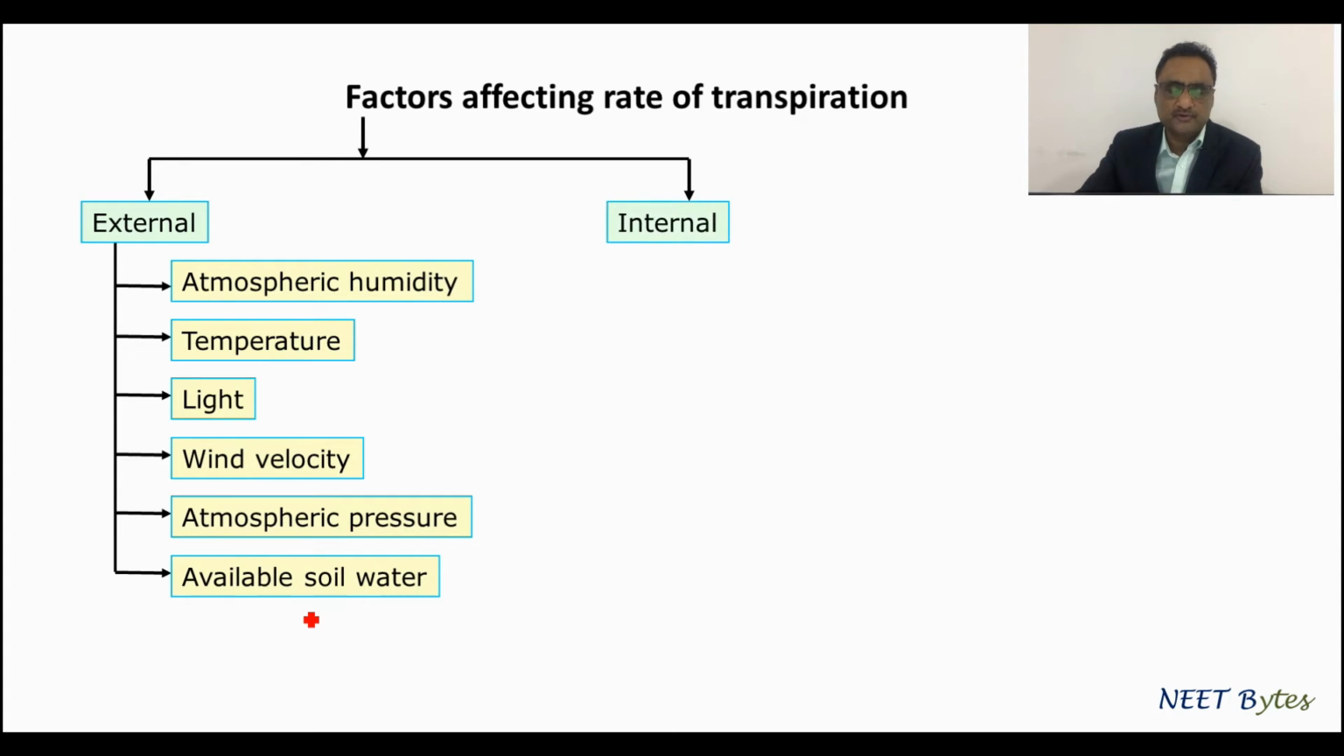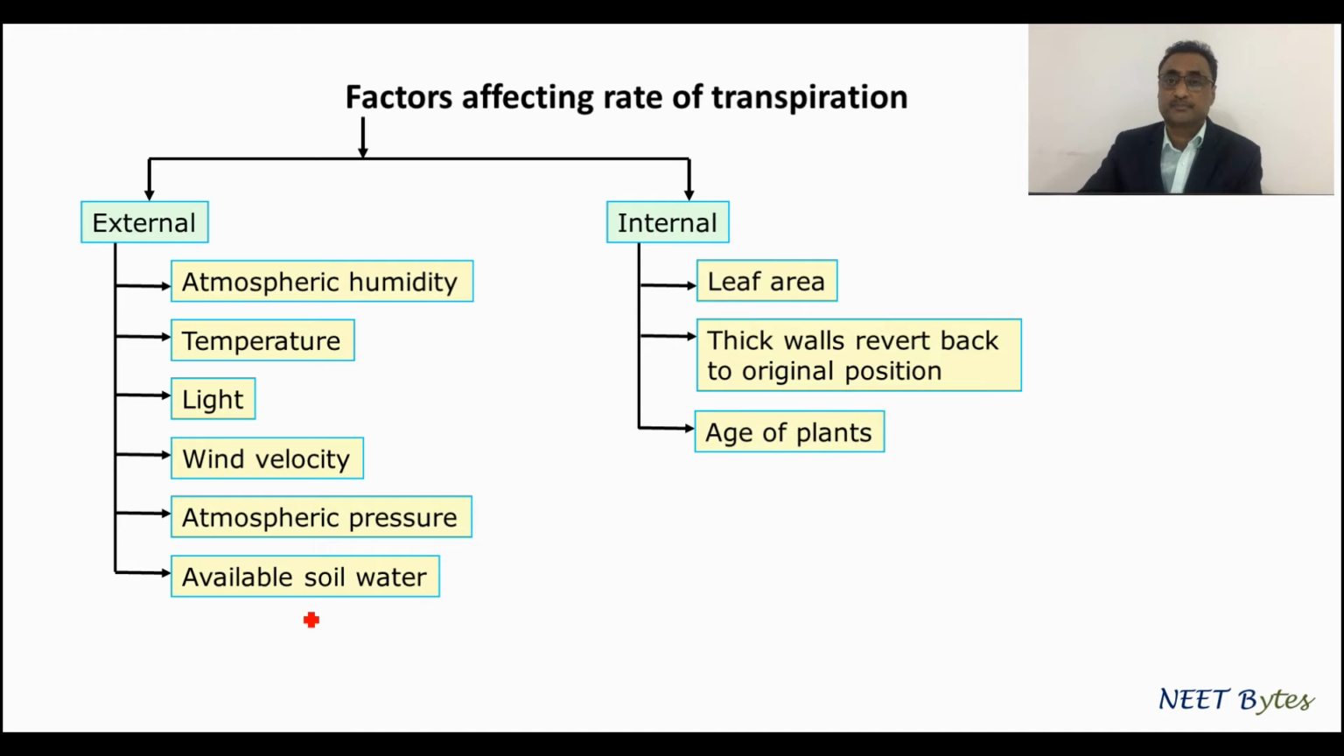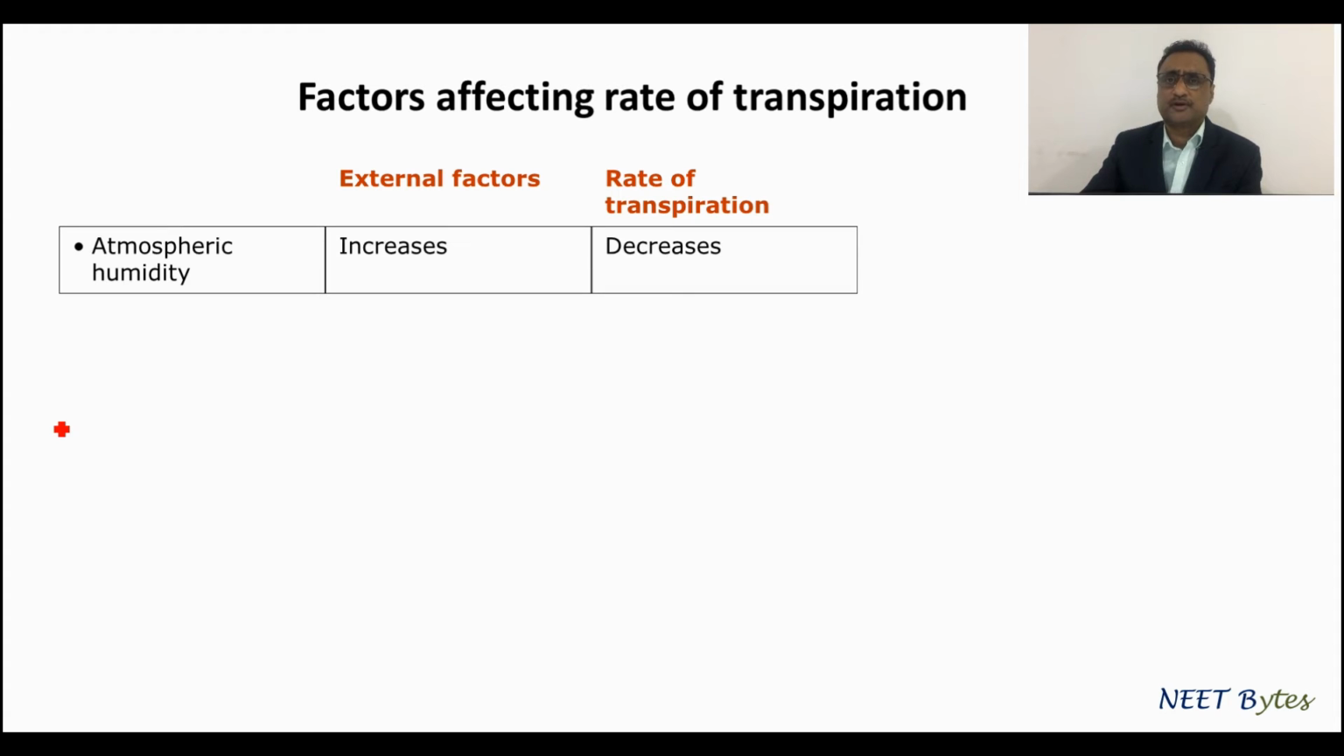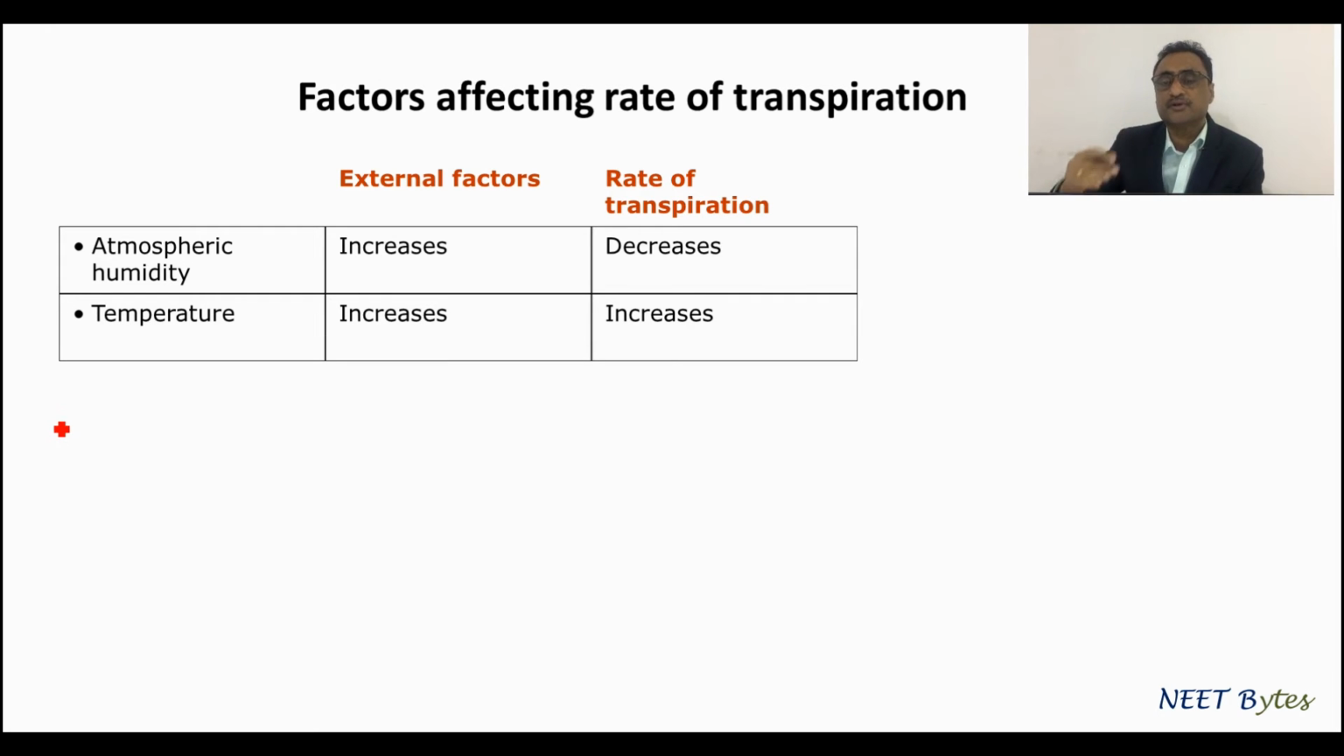So the very first external factor is what we call humidity. Now what is humidity? Humidity is nothing but the amount of moisture that is present in the atmosphere. So the greater the amount of moisture, the lesser will be the amount of transpiration. So we can say that the rate of transpiration is inversely proportional to the humidity, right? Similarly for temperature, what will happen? If the temperature increases, the metabolic activity is also going to increase, and thereby the rate of transpiration will also increase. So for temperature, it is directly proportional.